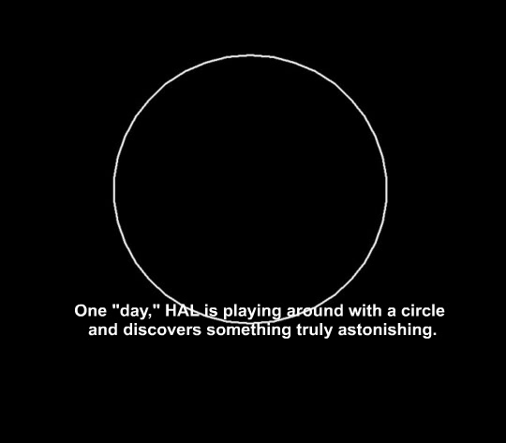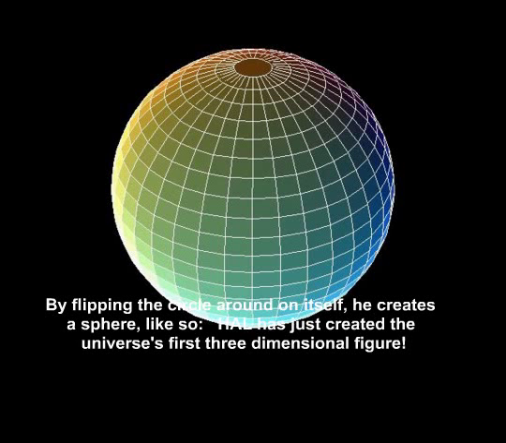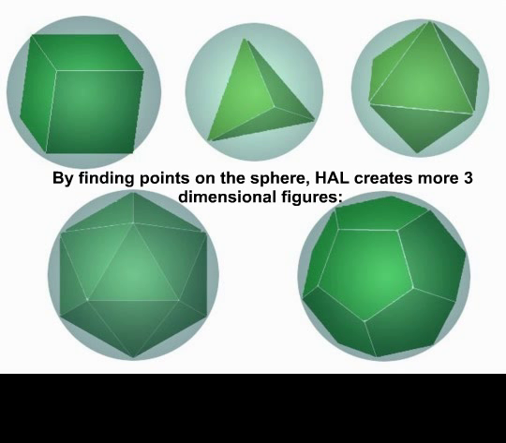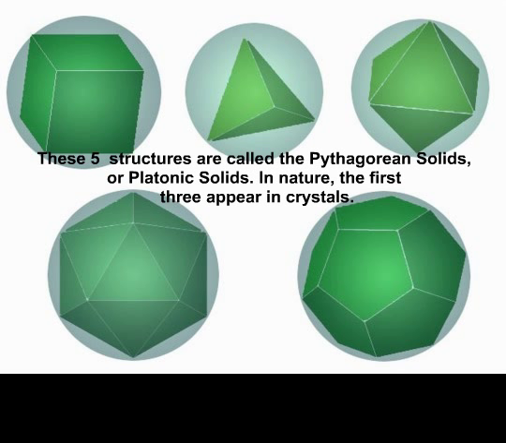One day, Hal is playing around with a circle and discovers something truly astonishing. By flipping the circle around on itself, he creates a sphere like so. Hal has just created the universe's first 3-dimensional figure. By finding points on the sphere, Hal creates more 3-dimensional figures. These 5 structures are called the Pythagorean solids or Platonic solids.